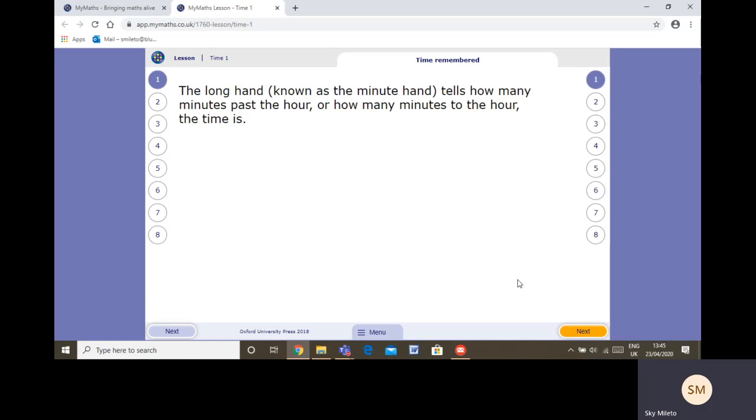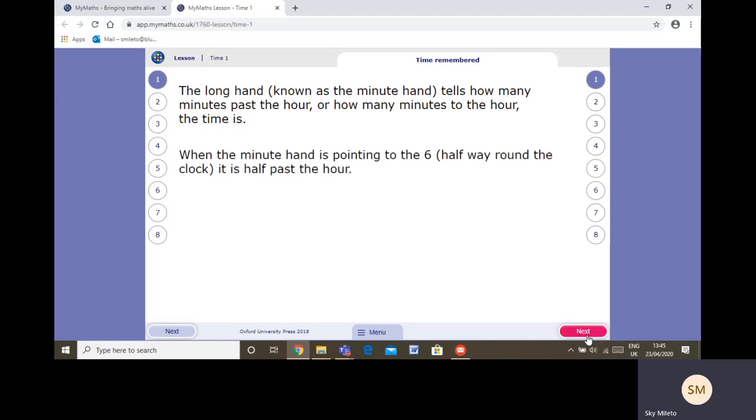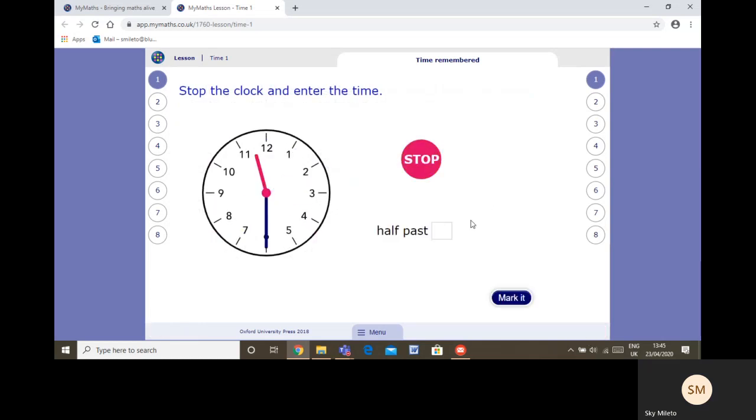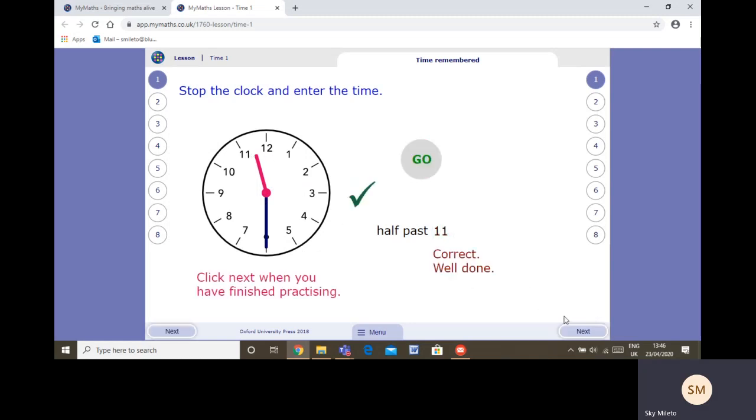Final one. Oh no, we only had to go through 2. The long hand is known as the minute hand, and it tells you how many minutes past the hour it is. And we know this. Okay, so when the minute hand's pointing to 6 halfway around the clock, it's half past. So here we can see it's half past 11, halfway between the 11 and the 12.